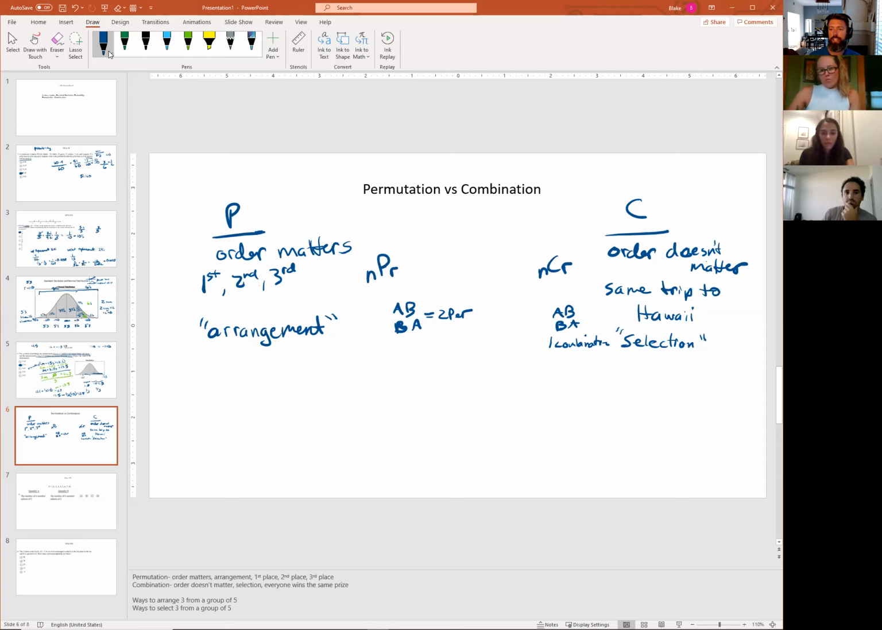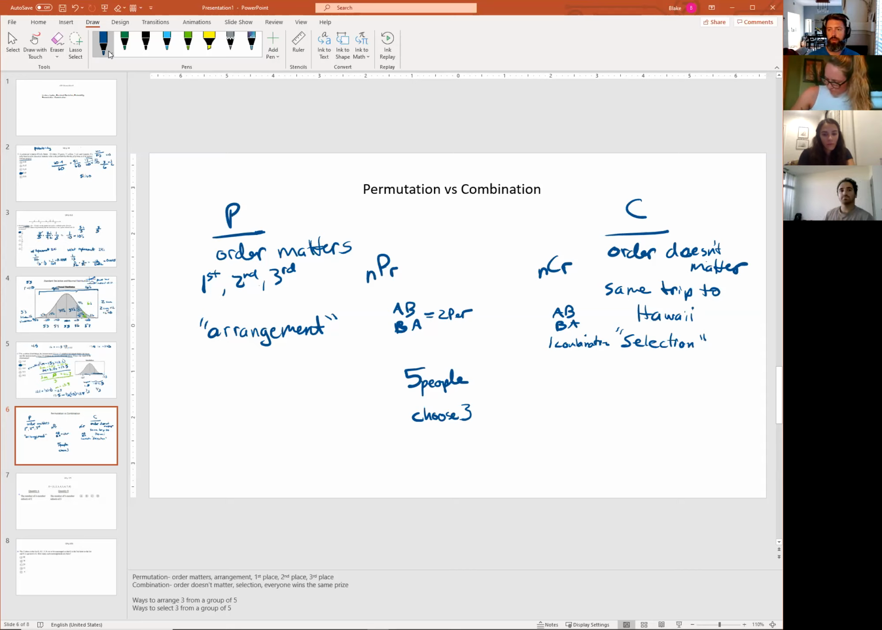So let's do kind of an example that we can compare the two. Let's say we have 5 people, and we are going to choose 3 people from that group of 5. But we're going to choose them, let's say that we're going to make one the president, one the vice president, and one the secretary. Let's say it's of a club. So we're going to randomly select 3 people. One's going to be the president, one's going to be the vice president, and one's going to be the secretary.